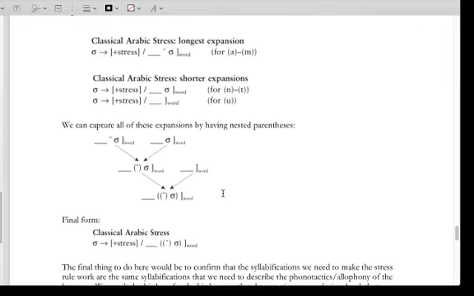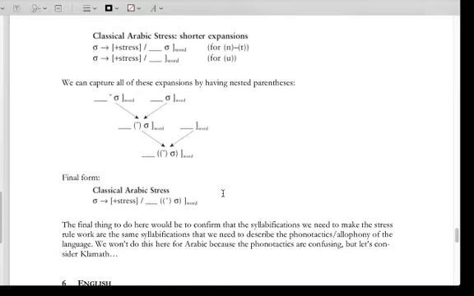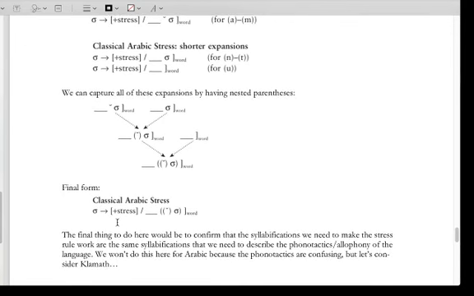The final form of the rule is going to look like this, where it says syllables in classical Arabic are predictably stressed if they, first of all, precede a light penult and then a final syllable, or if that doesn't work, then they just precede a final syllable, or if that doesn't work, then they just precede a word boundary. That's what that rule basically says.